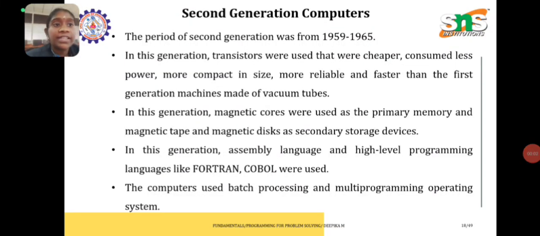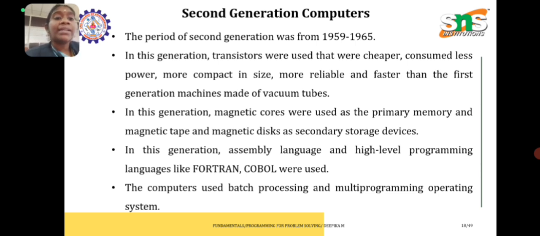The period of second generation was from 1959 to 1965. In that generation, transistors were used. This is cheaper when compared to the first generation vacuum tube, and it also consumes less power. When compared to the first generation, these consume less power, but the first generation takes more power. Comparatively, it is less by 2% to 3%, and more compact in size, more reliable and faster than the first generation machine made of vacuum tubes.